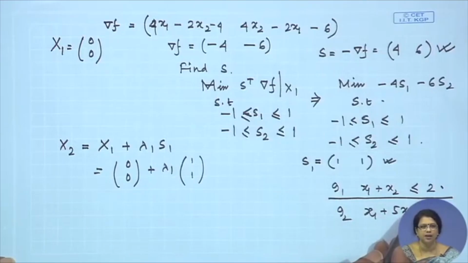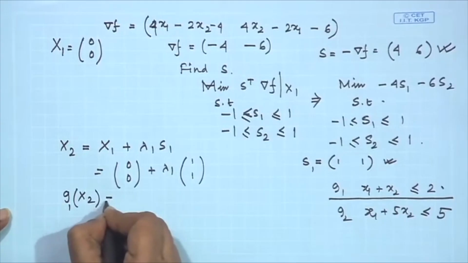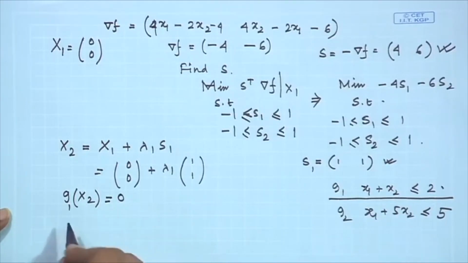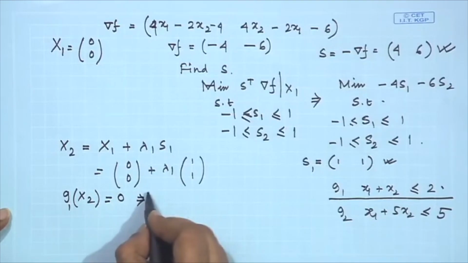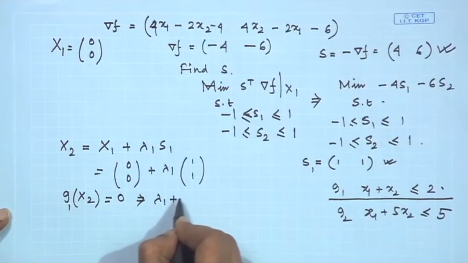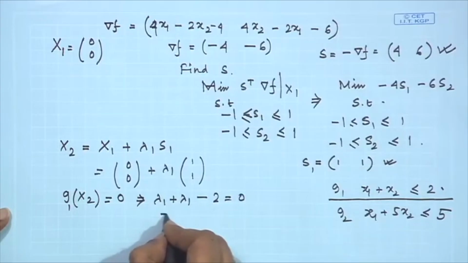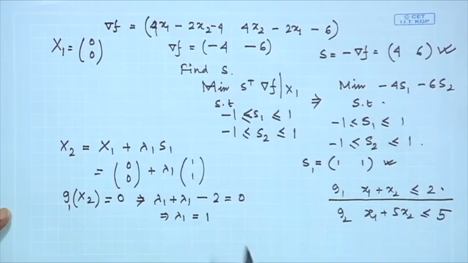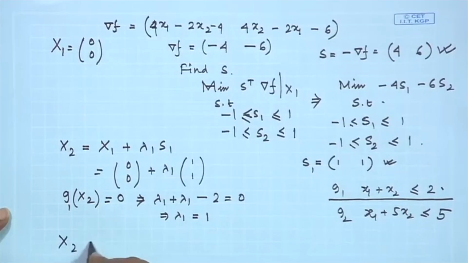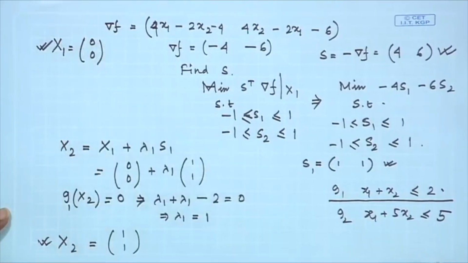What I said is that I want G1 at x2 must be equal to 0. That means how much lambda I have to take for it, that is the question. That is why lambda 1 plus lambda 1 minus 2 must be equal to 0. It means lambda 1 must be equal to 1. That is why in the next step we are moving to x2 as 1 1. This is my second point, this is my first, all right. What I have to do? I have to move to the next.